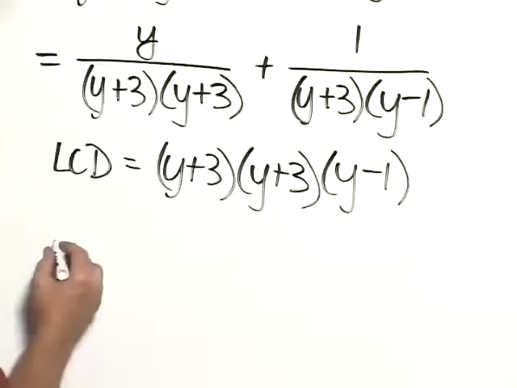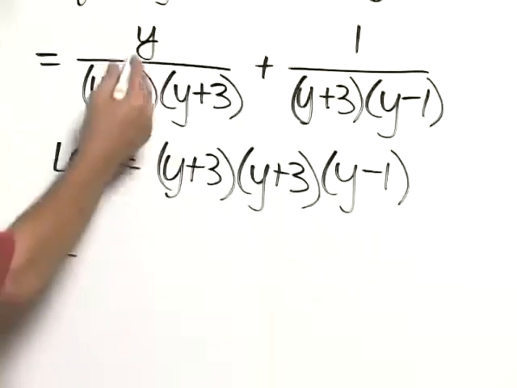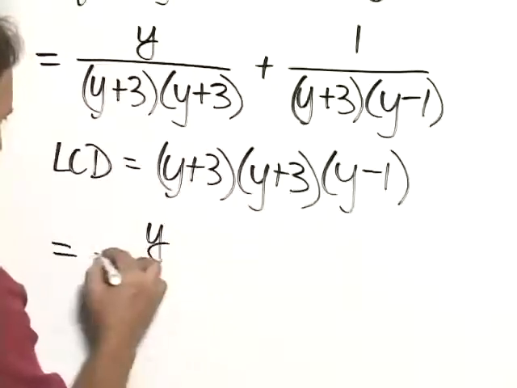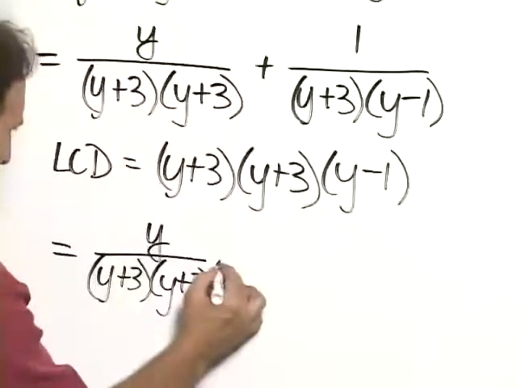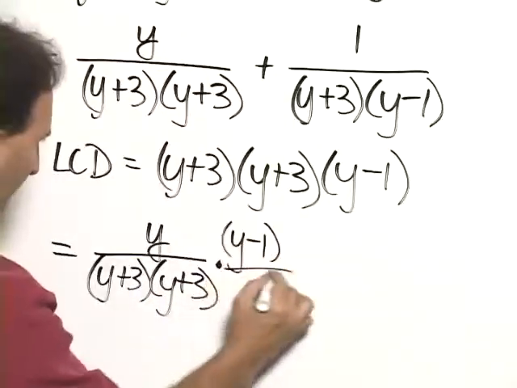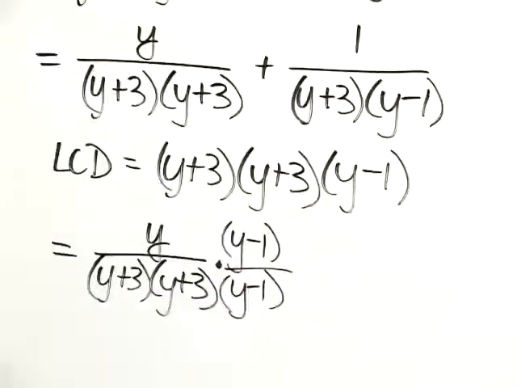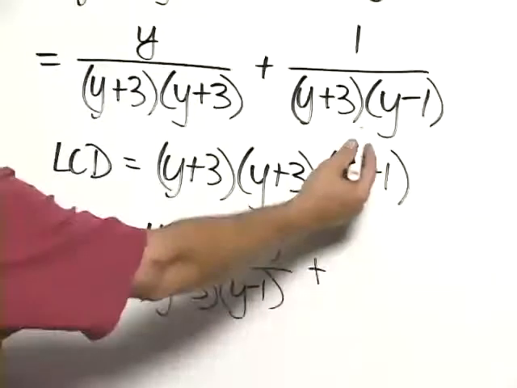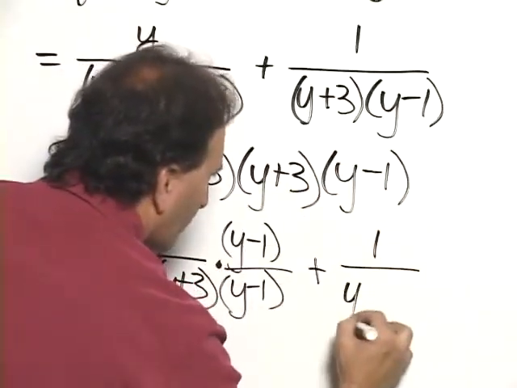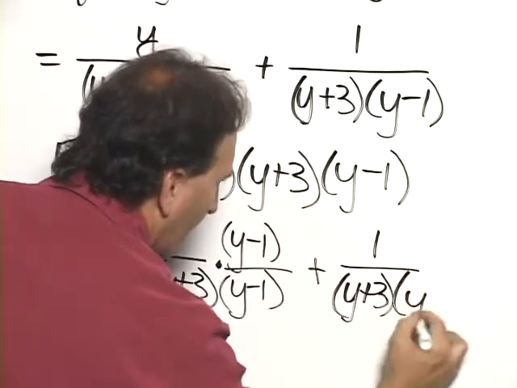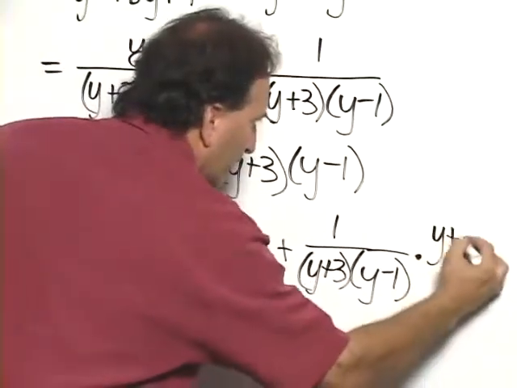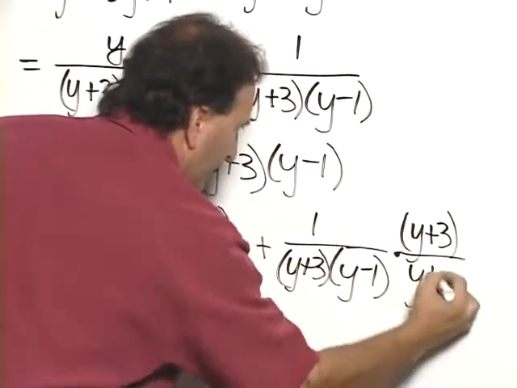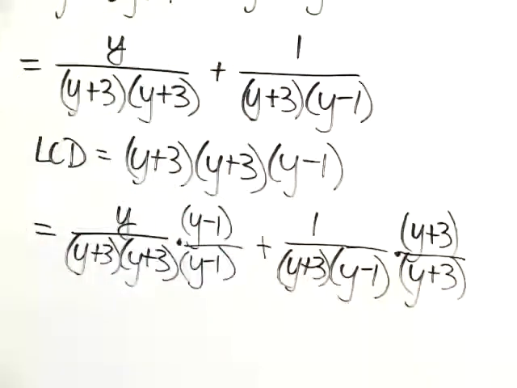the denominator. So what we would have then is this expression, y over y plus 3 times y plus 3, and we would have to multiply by y minus 1 over y minus 1. Plus, when we take this rational expression, 1 over y plus 3 times y minus 1, we would have to multiply numerator and denominator by y plus 3.